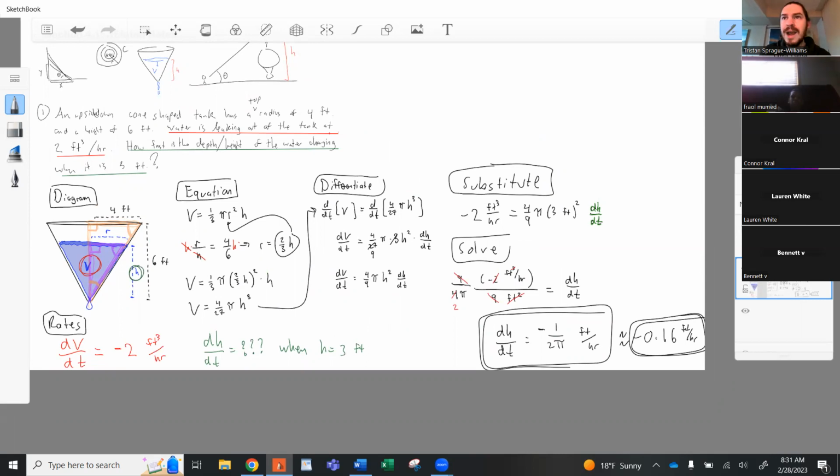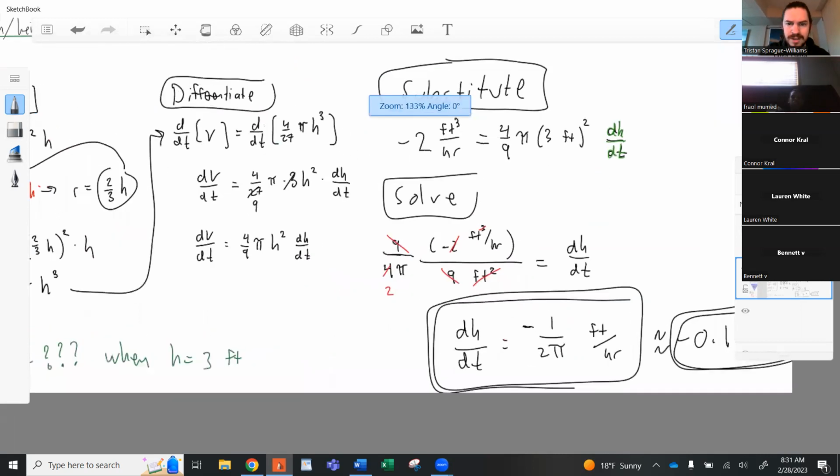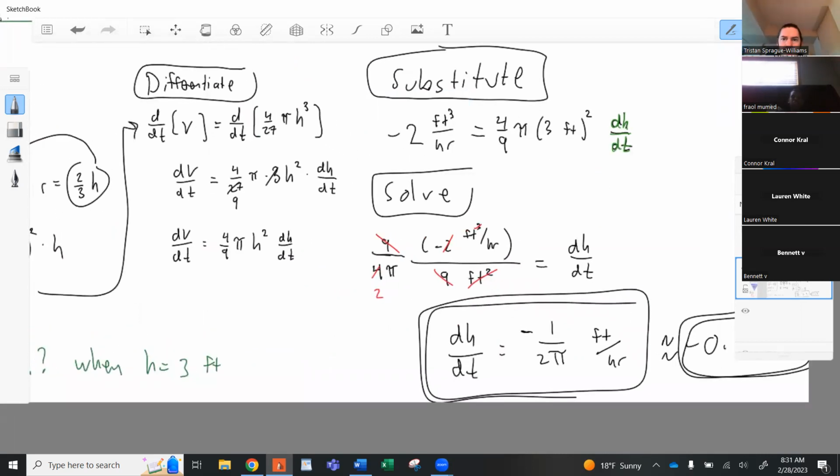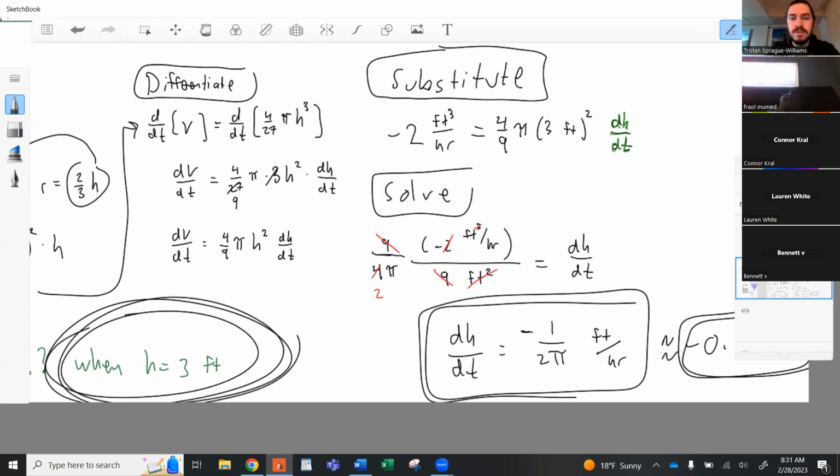Tony asks his question: where did we get that 3 feet squared? Hang on a second, Adam, we're going to answer Tony's question. Part of the original question was, when the height is 3 feet. So that got substituted into this h right here. So that's where the 3 feet squared came from. Was that what you were asking? There it is. Yep. Good question.